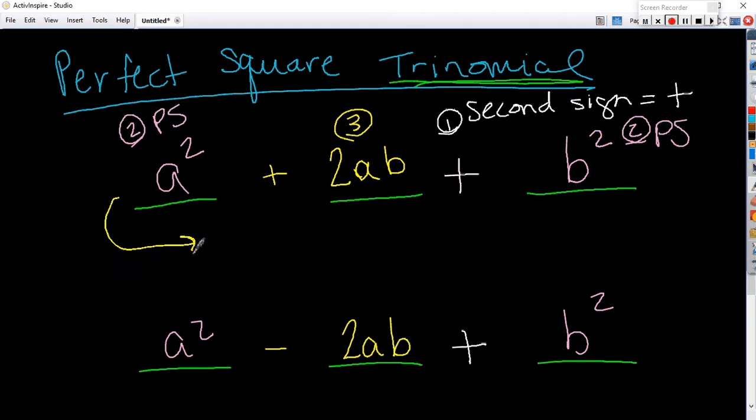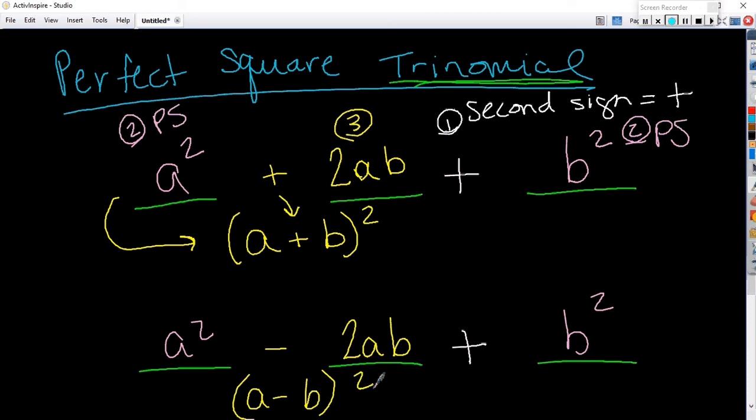This first one will factor as A, the first sign, B squared. So the square root of the ends with the first sign in the middle. And if you don't understand it with variables, I'm fixing to show you with an example. Some people understand the variables better than an example, and some people vice versa. This one would be A minus B squared.